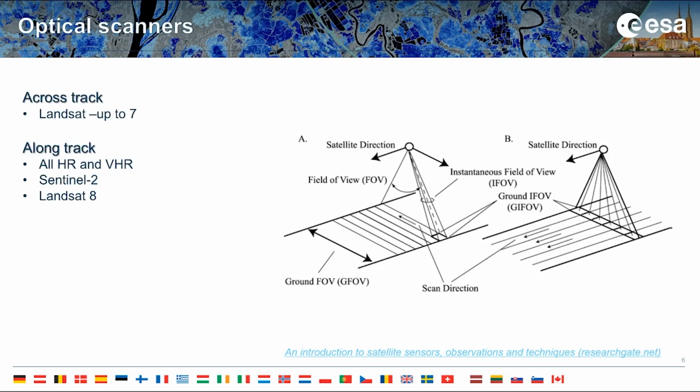We have two kinds of optical scanners. One is the cross-track that was used in Landsat up to Landsat 7. And we have now Sentinel-2, Landsat 8, and Spot that use along-track. It is the second image, this one. So they have a fixed scan with different detectors, and they acquire the image at the same time.